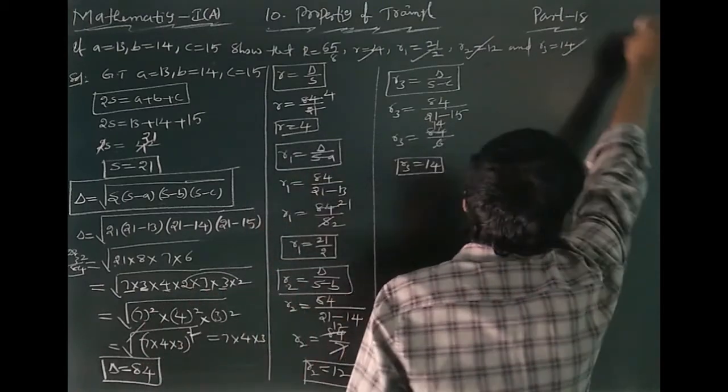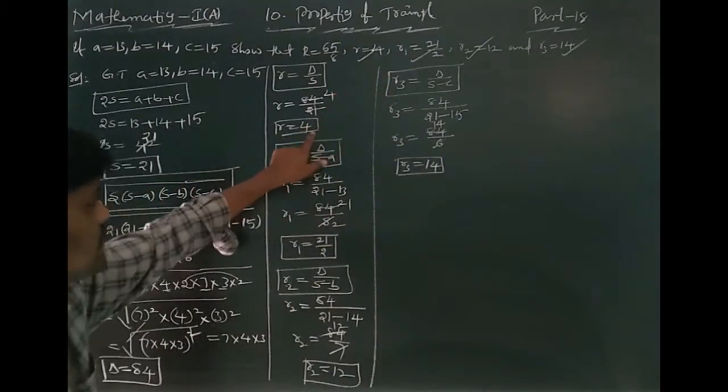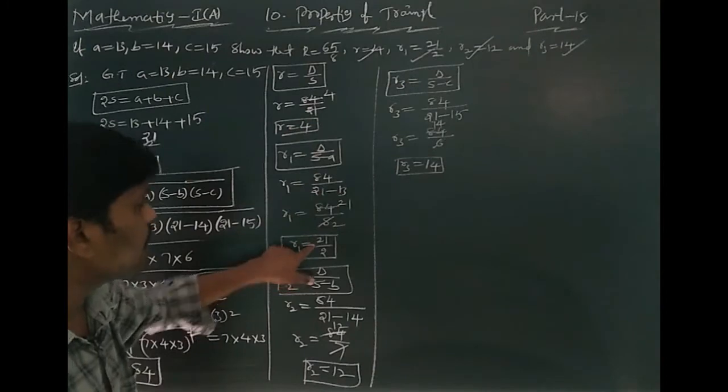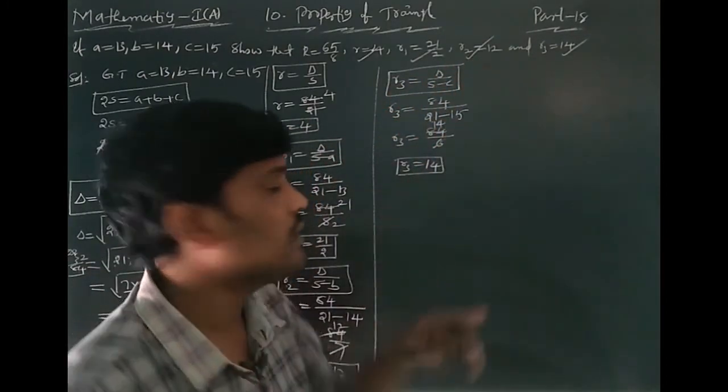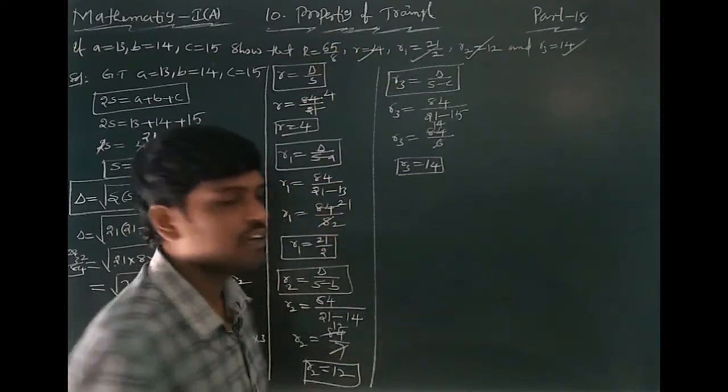R3 value is 14. So r1 value is 21 by 2, r2 value is 12, and r3 value 14 is also completed. Next, you can find capital R.